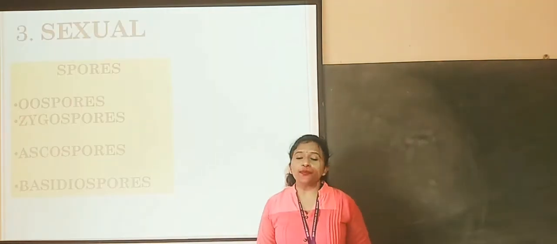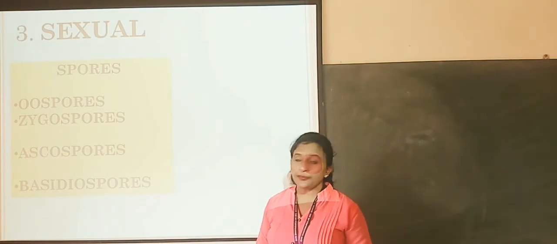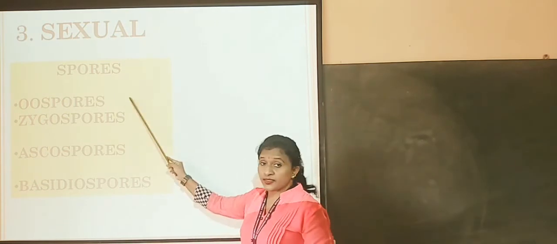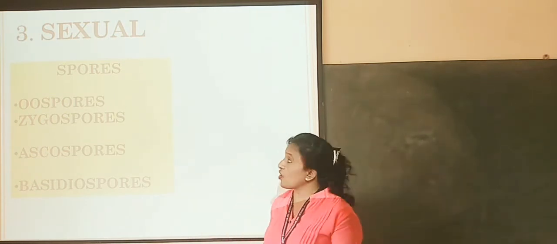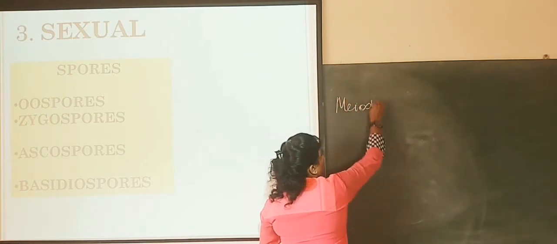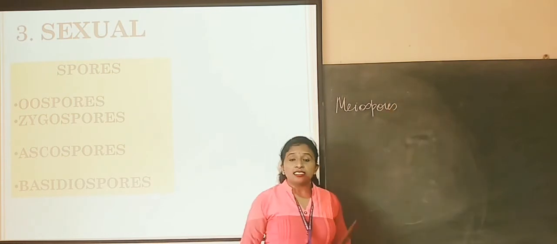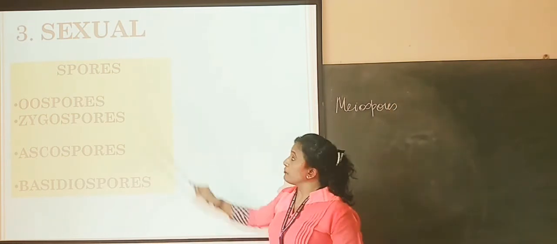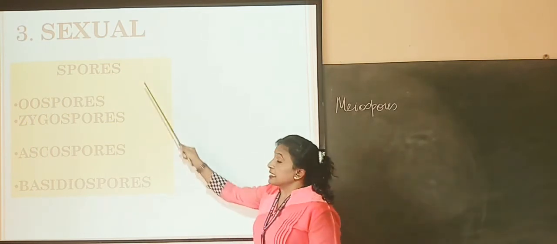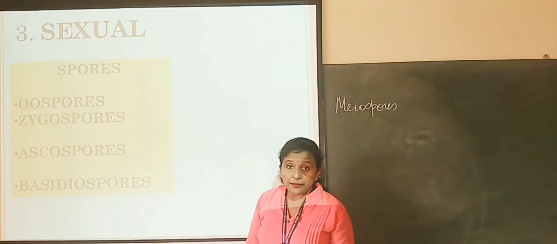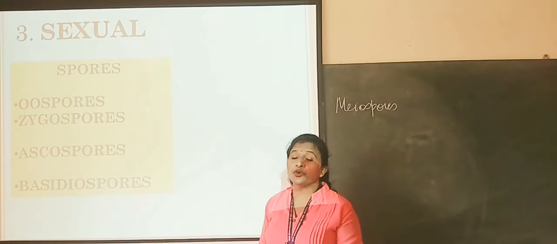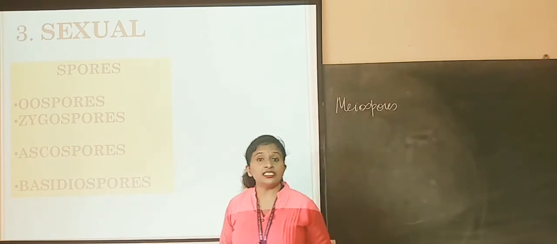The third type of reproduction is sexual reproduction, wherein there will be the formation of spores, and these spores are called meiospores. Since these spores are formed from meiotic division, that means there is the involvement of gamete fusion, and the cell formed from that fusion will undergo meiotic division to give these spores.